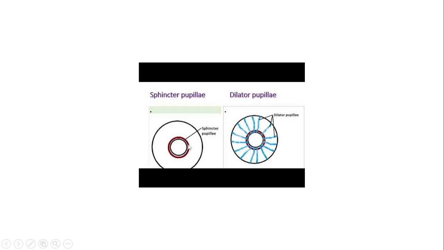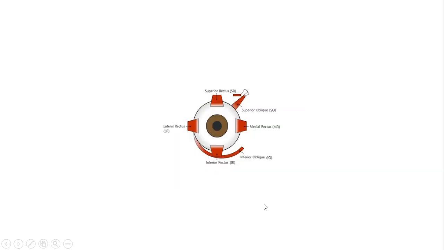But the sphincter pupillae muscle gets its innervation from the oculomotor nerve, specifically the parasympathetic fibers that come from the ciliary ganglion. So, now let's look at the extraocular muscles.